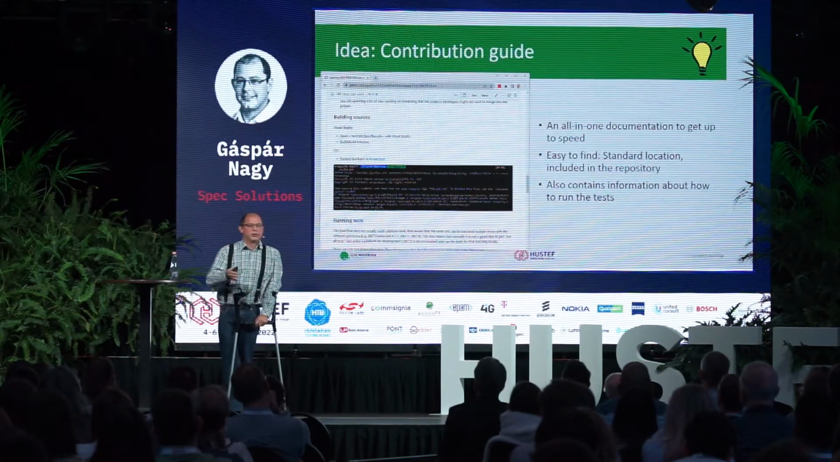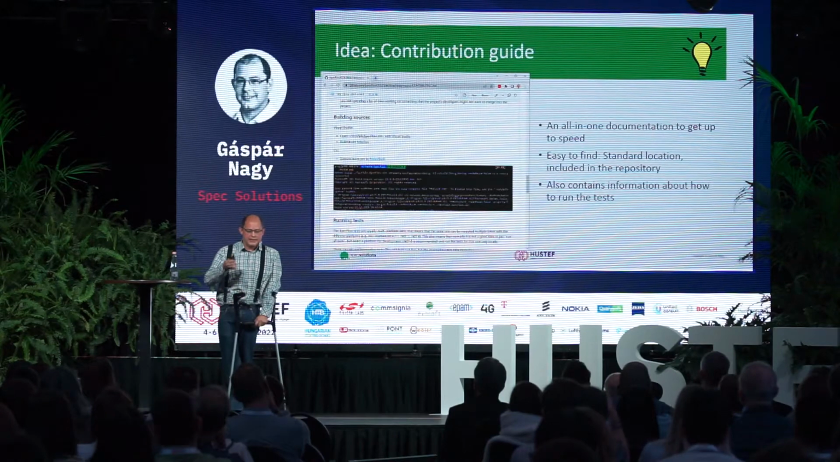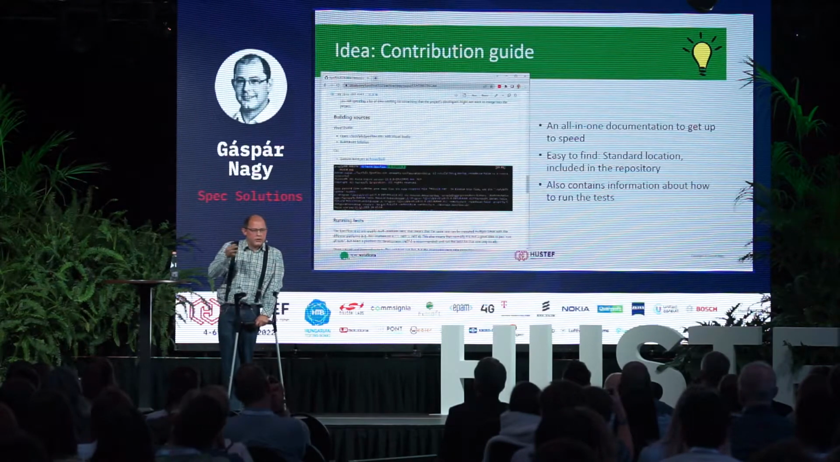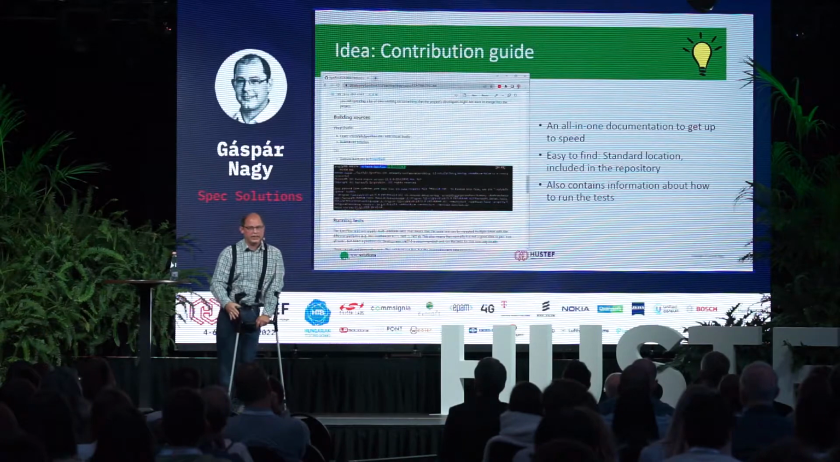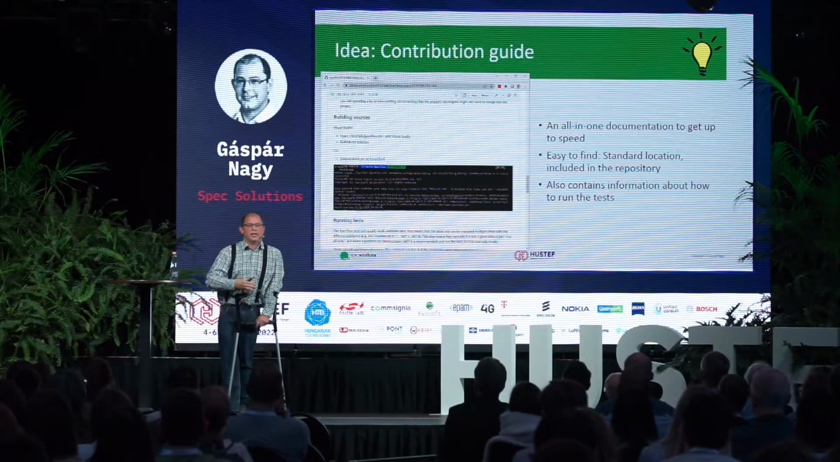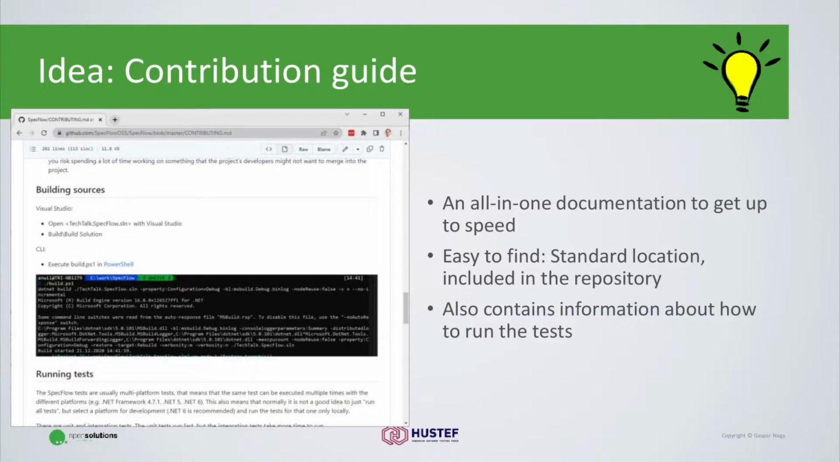And if you look at contribution guides on GitHub, you will see that these are typically an all-in-one document. It's a simple one-page thing that helps you get up to speed as quickly as possible. They are always called the same, so it's always easy to find, and it contains how to set up your local environment. Many open source projects also have some guidance on how to run your tests, and that's also very important for someone who is maybe contributing to the test parts.